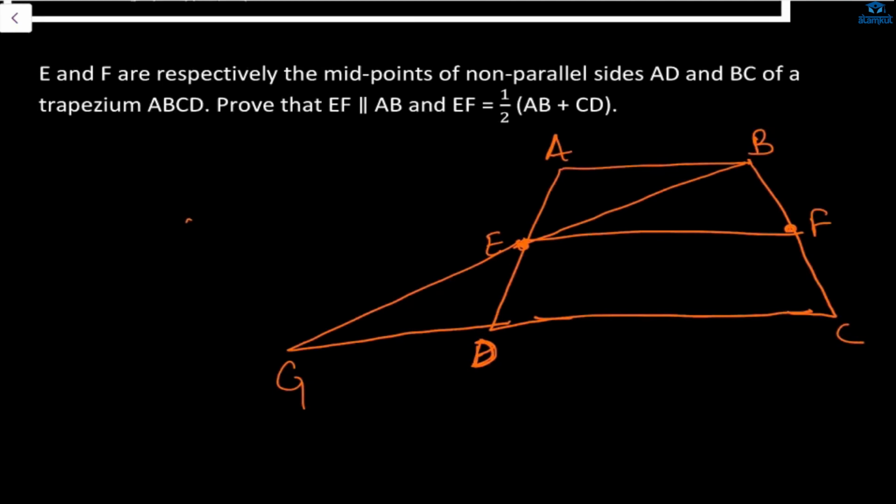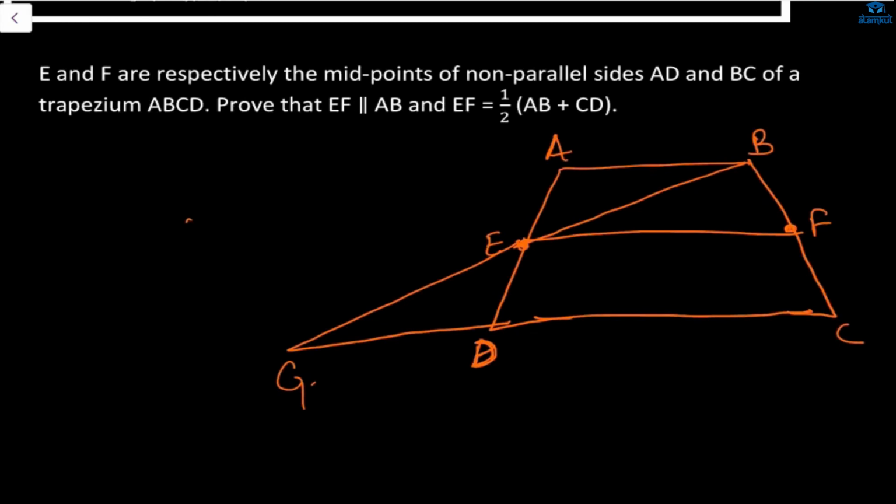Yes or no? Yes, ma'am. Okay, I'm talking about the triangle BGC. In triangle BGC, if we are able to prove that E is the midpoint of BG, and F is already given as the midpoint of BC, then from the midpoint theorem EF is half of GC and EF is parallel to GC. So we have to prove that EG is equal to EB.